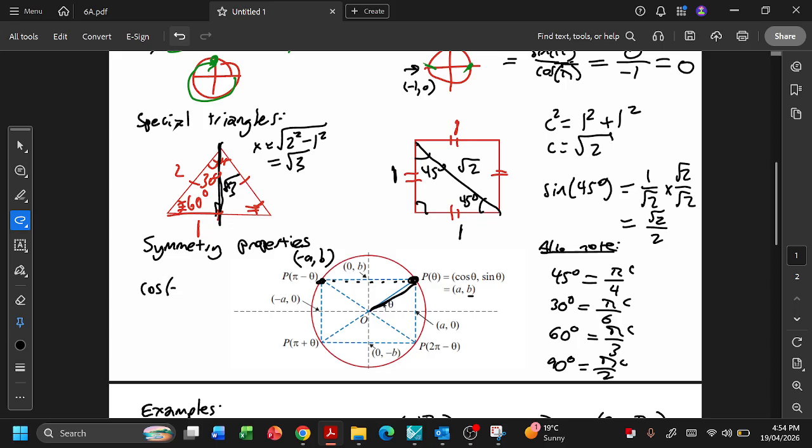Which tells us, for example, that cos of negative a, that's the x-coordinate of this point over here. The x-coordinate of that point is negative with the x-coordinate over here. So that's going to be equal to negative cos a. The y-coordinate, so sine of negative a, is actually the same between those 2 points. Or sine of, sorry, what I'm writing doesn't make any sense. Let me go back a little bit.